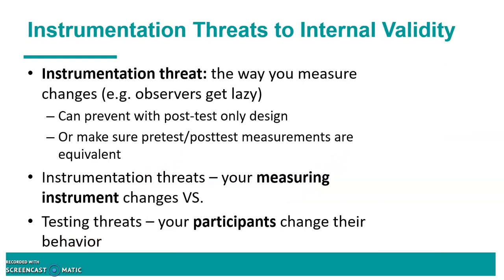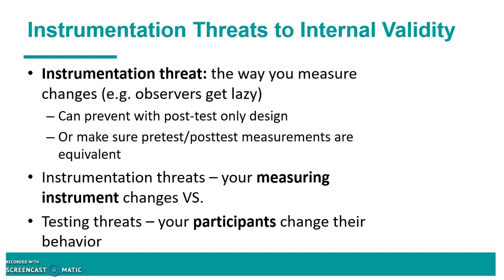Instrumentation threats. This is where instead of your participants changing the behavior, the measurement is changing. Okay, how you're measuring the participant behavior. Okay, so it could be that observers are getting lazy, or they're becoming accustomed to the experiment and they're not noticing things as much, things like that. So you may want to make sure your observers are well trained throughout the course of the study or reminded of things.